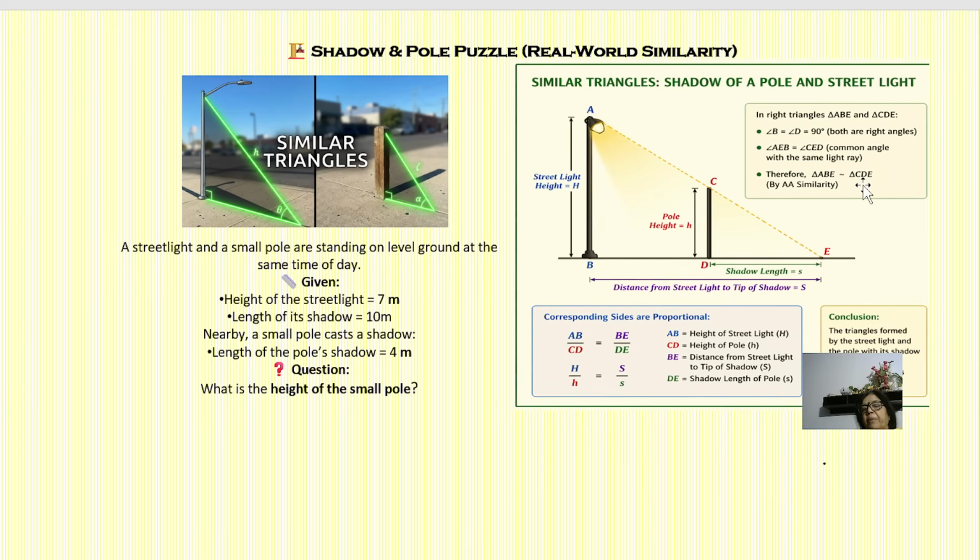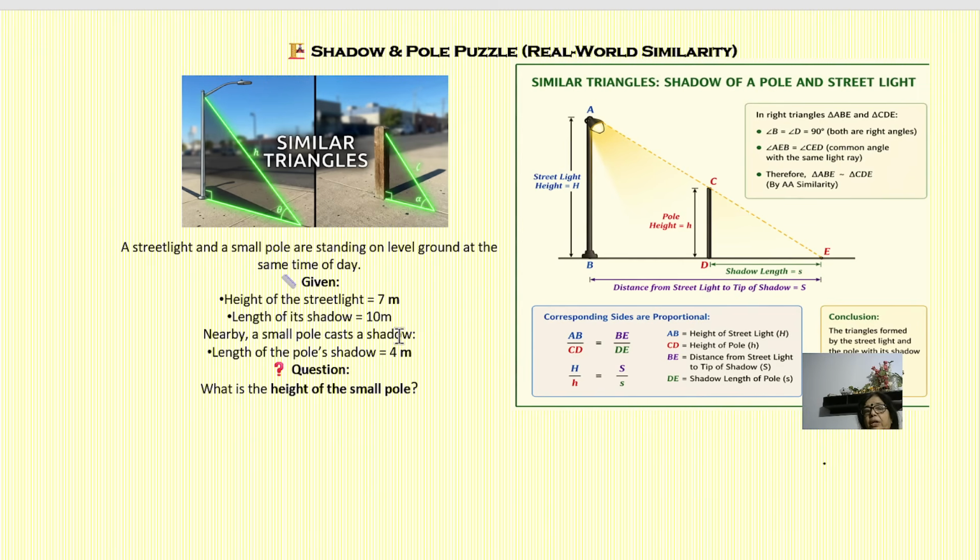Once you have written by AA similarity, you can write the proportionality relation of the sides. Here we have taken only two sides into consideration because we need only them. So AB by CD is equal to BE by DE, where AB is the height of the street light, CD is the height of the pole, BE is the length of the shadow cast by the street light, and DE is the length of the shadow cast by the pole.